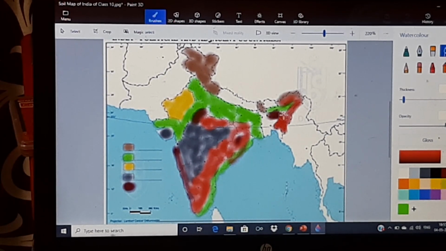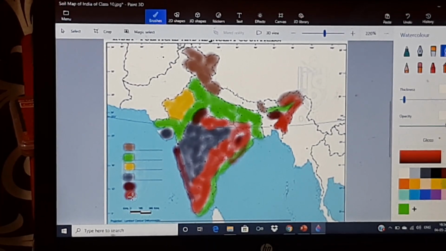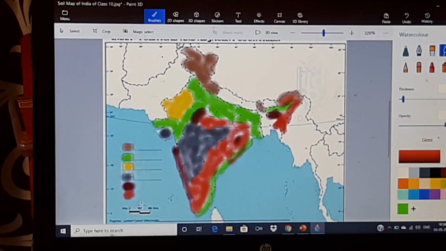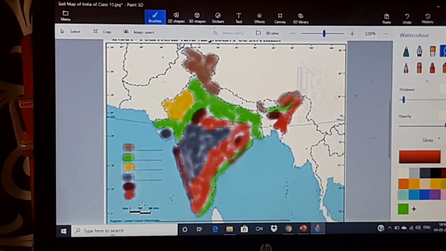So we have completed our plotting of the soil. We have completed a plotting of the soil type, and you will also do the same thing on the map, and you will paste it in your copy and submit it in the worksheet.